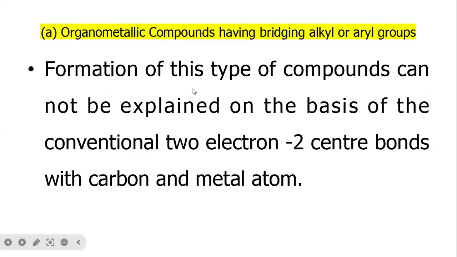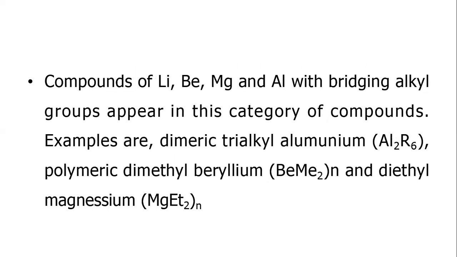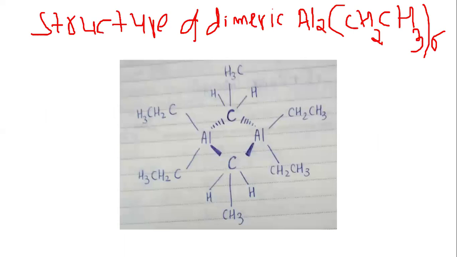Organometallic compounds having bridging alkyl or aryl groups: formation of these types of compounds cannot be explained on the basis of the conventional two-electron two-center bonds between carbon and metal atom. Compounds of lithium, beryllium, magnesium, and aluminum with bridging alkyl groups appear in this category. For example, dimeric trialkyl aluminum, polymeric dimethyl beryllium, and diethyl magnesium. This is the structure of dimeric aluminum.